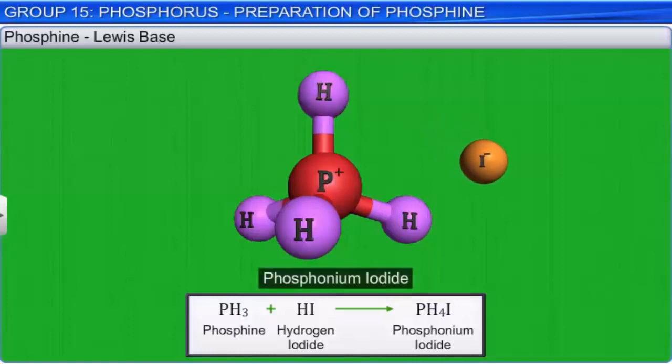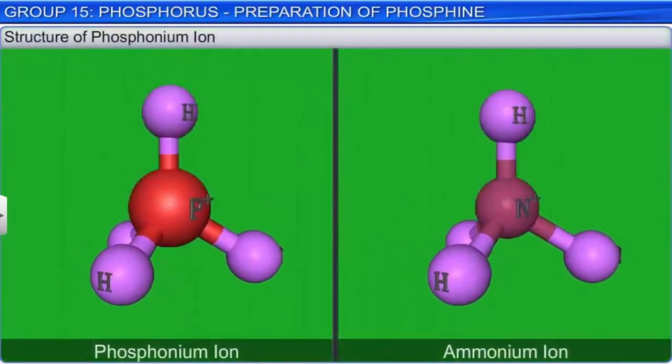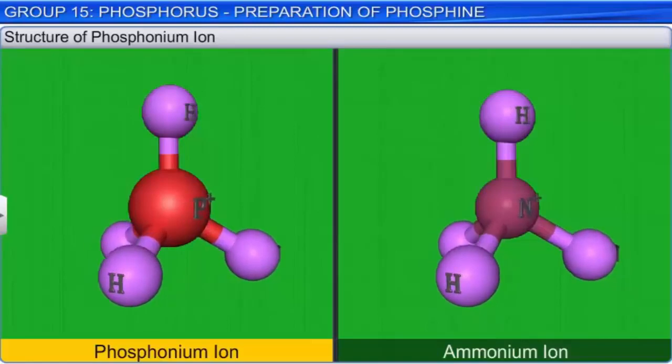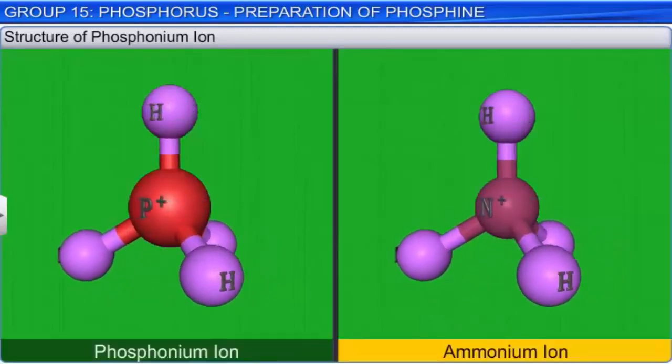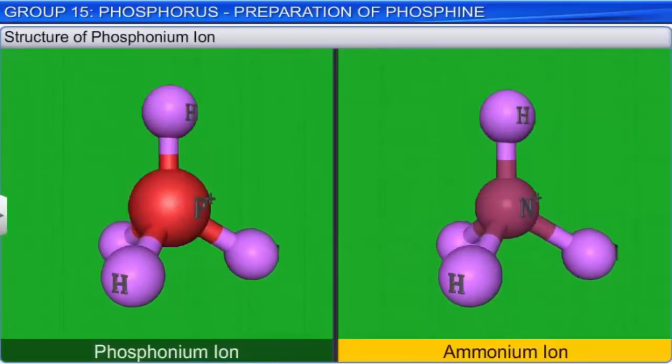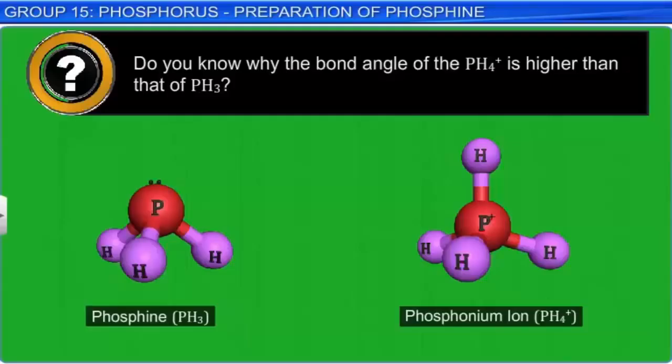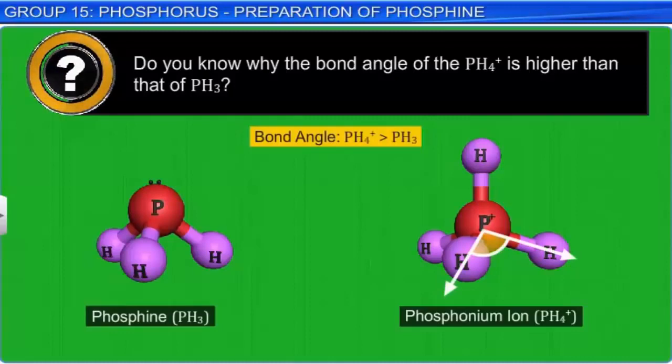Talking about phosphonium salts, the phosphonium ion has a structure similar to the ammonium ion as shown here. Do you know why the bond angle of phosphonium ion is higher than that of phosphine? Try to answer this question on your own before looking at the answer.